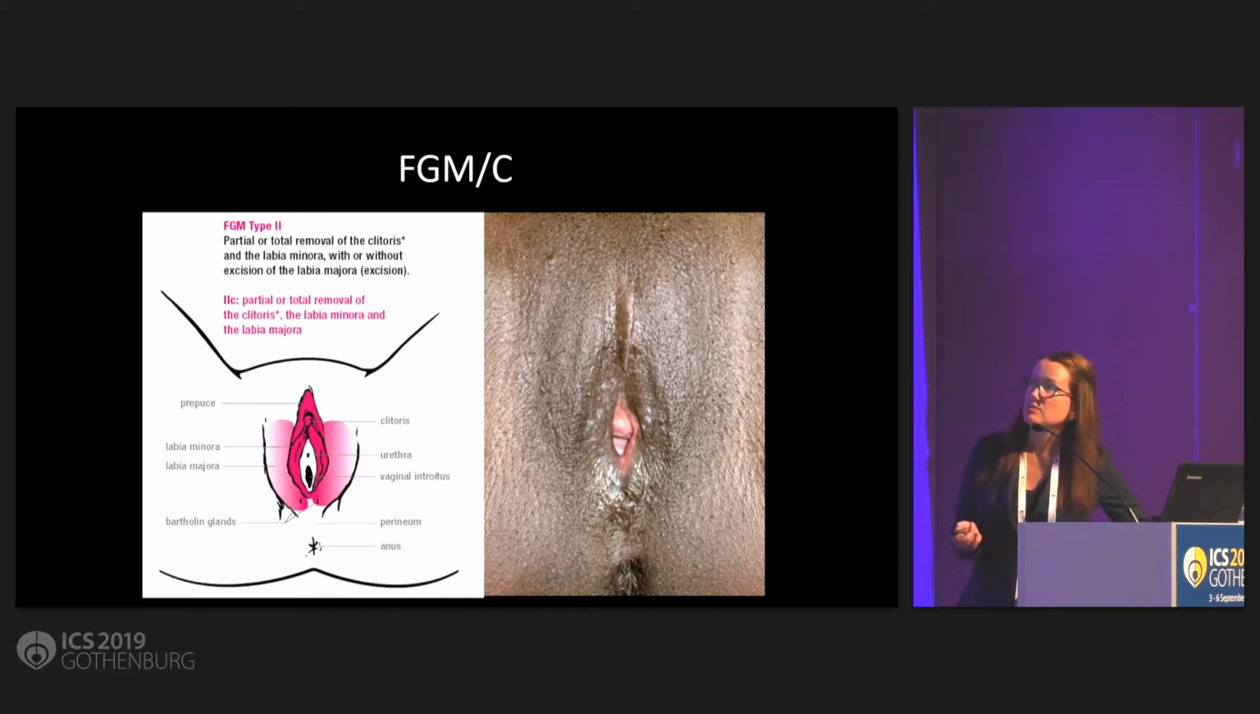Certainly at the ICS, we have to worry about female genital mutilation and neuromas, as well as stenosis as causes of pelvic pain and dyspareunia. There are centers around the world with a great deal of experience in addressing complications from female genital mutilation and cutting, and there is actually a workshop at the ICS this year on that very topic.